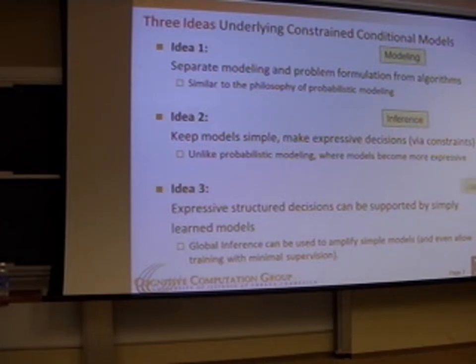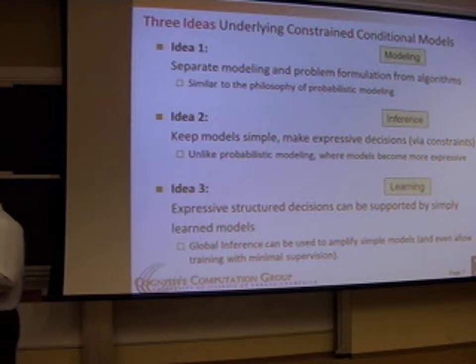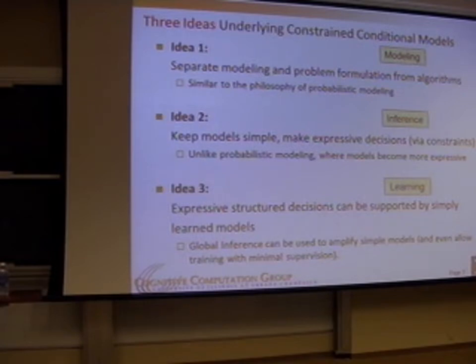And the third idea, the learning idea, is that even though we want to make expressive decisions, we can actually support these by learning rather simple models. And the idea is that global inference can be used to amplify simple models and even sometimes allow training with very minimal supervision, because if you have multiple variables that interact in different ways, you can propagate information from those that you're confident about to others via some knowledge about the way they interact.